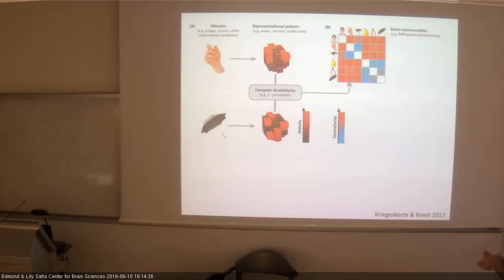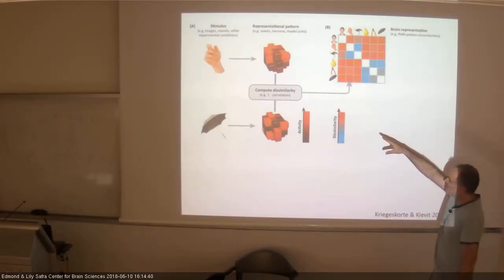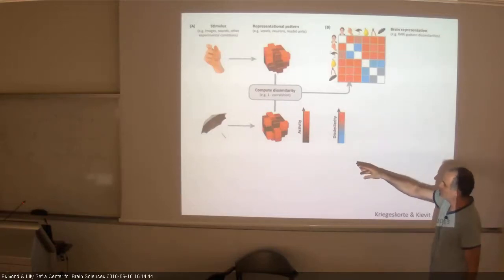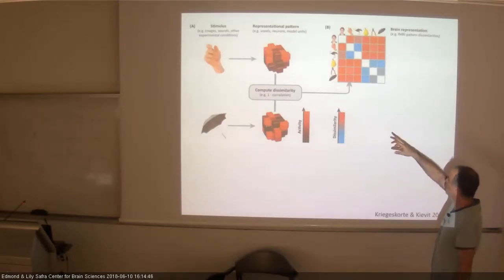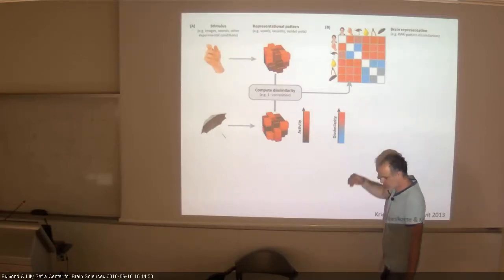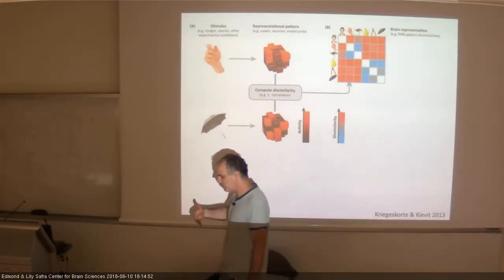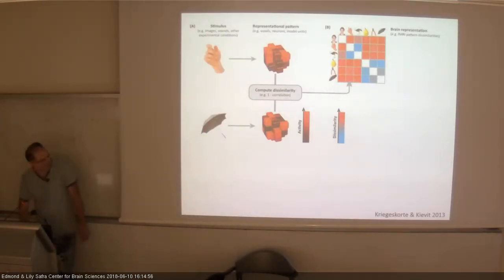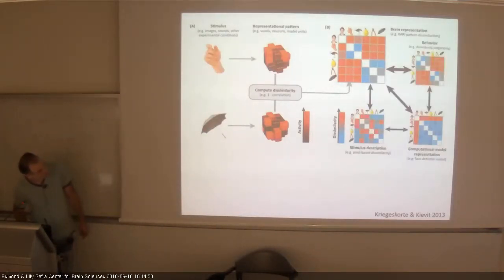So again, you have some kind of stimulus, okay? So this stimulus has some kind of pattern. This stimulus has some kind of pattern. You correlate between each pair of stimuli. You get a correlation coefficient. You usually present it by one minus that correlation coefficient to describe the distance between them, okay?